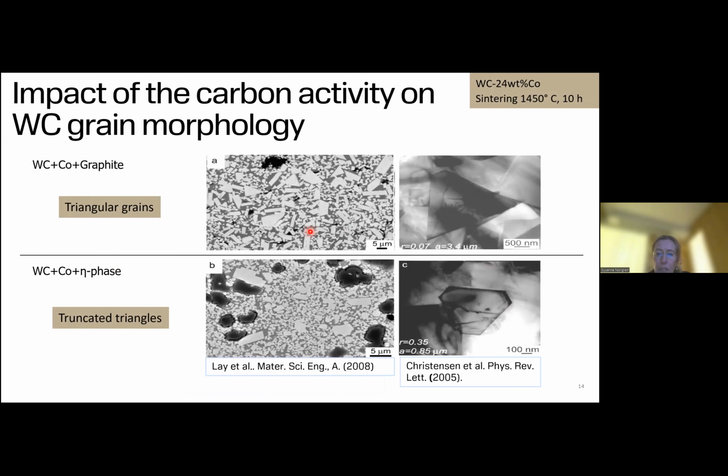If we come back to the shape and the carbon activity, in these pictures you can see that when we are sintering in equilibrium with graphite, at a carbon activity of 1, we will get very triangular, sharp grains like this. While if we have equilibrium with the eta phase, and thus a carbon activity around 0.3, we will get more equiaxed grains, as you can see in this image and here. And you can also see that they are more truncated at the corners compared to when we have equilibrium with graphite.